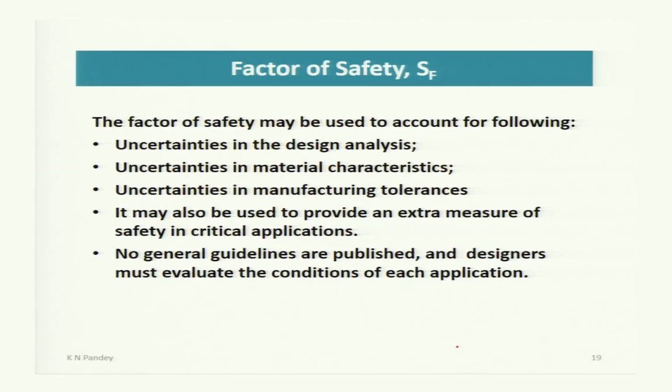The factor of safety may be used to account for the following, that is uncertainties in the design analysis, uncertainties in material characteristics, uncertainties in manufacturing tolerances. It may also be used to provide an extra measure of safety in critical applications. No general guidelines are published and designers must evaluate the conditions for each application.